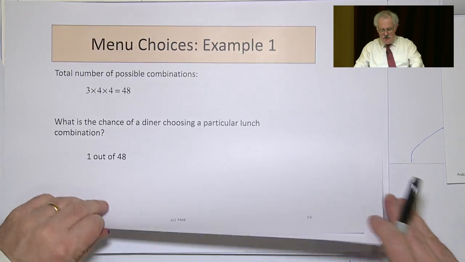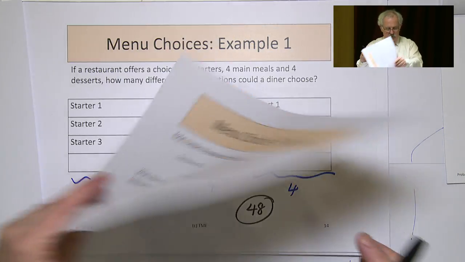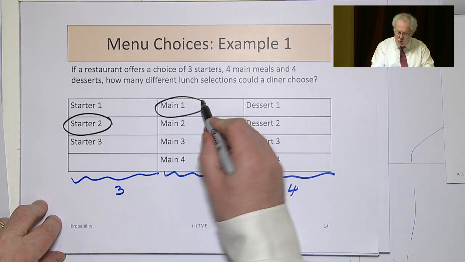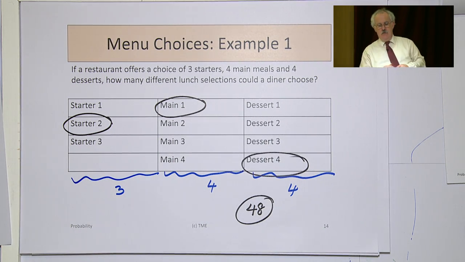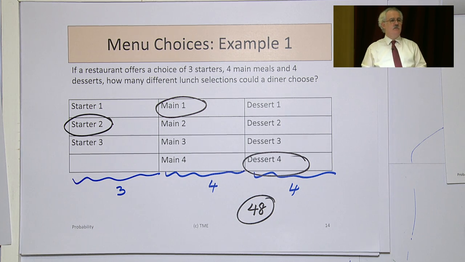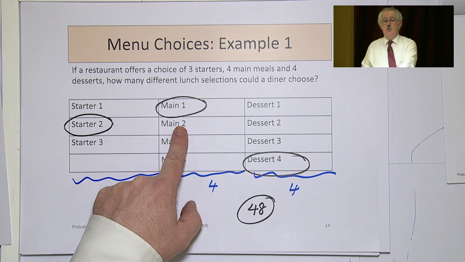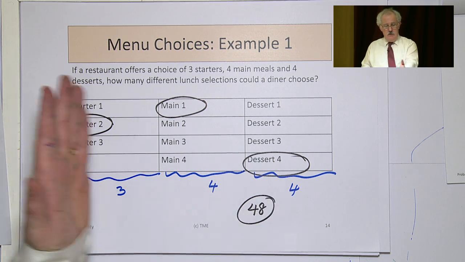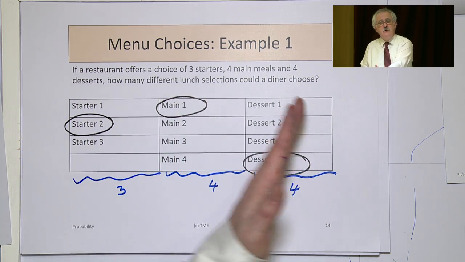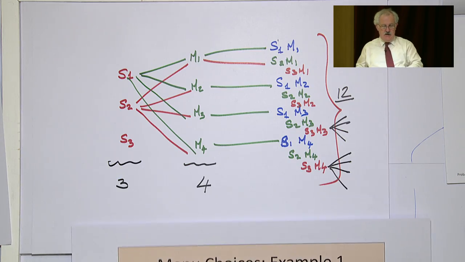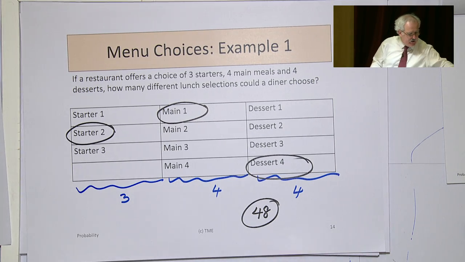Let's go back. Say I bet you he's going to pick starter 2, main course 1, and dessert 4. What's the chance of that happening? If you didn't know the person at all, you have no inside clue on the person. Chance here is 1 in 3, isn't it? Chance here, 1 in 4 and 1 in 4. A third by a quarter by a quarter. A third by a quarter is a 12th. A 12th by a quarter, 1 in 48. So we're now down to 1 in 48 chance.